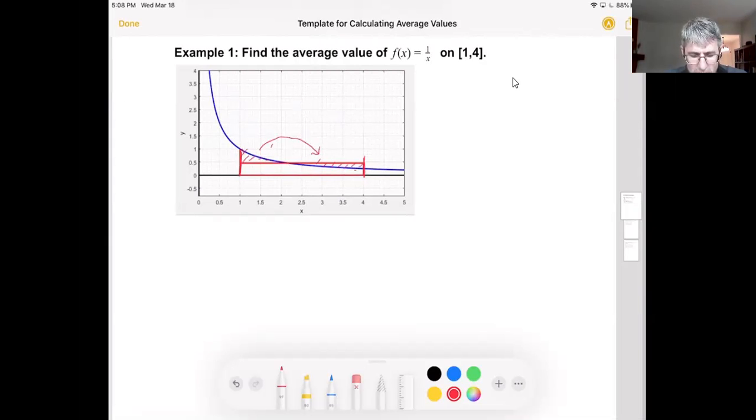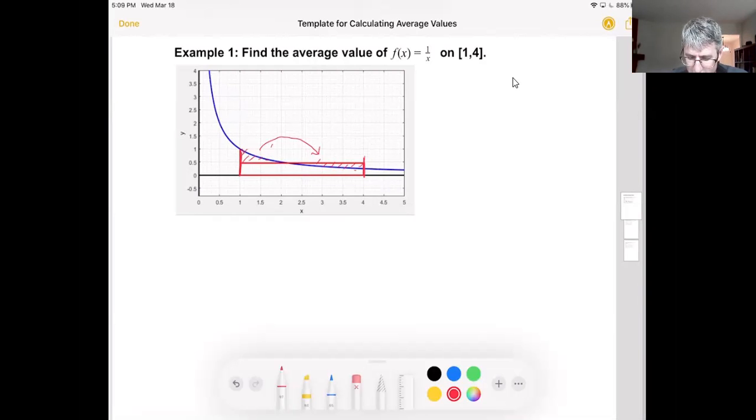In fact, I coded this into MATLAB, so the red line is in fact the average value of f of x on the interval from 1 to 4. So it matches up very nicely. So what we want to do is figure out what that value is using calculus.